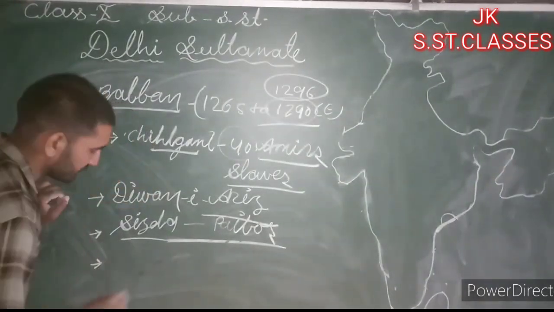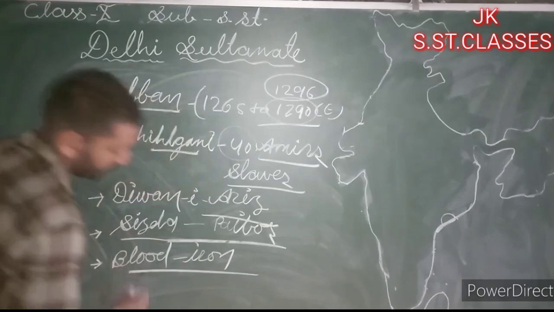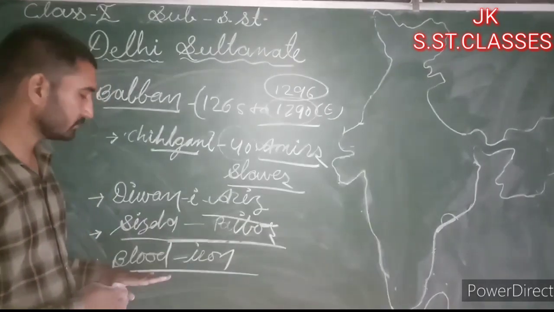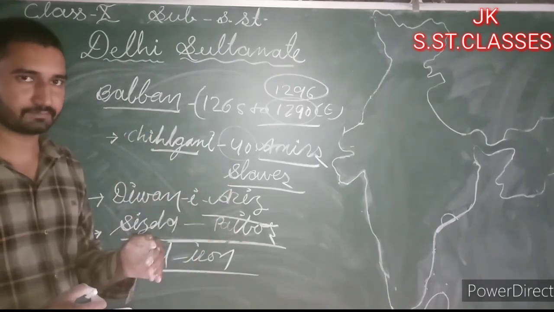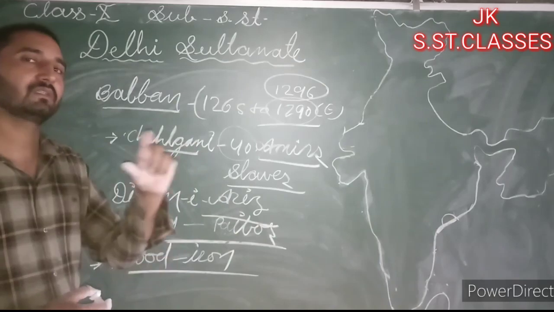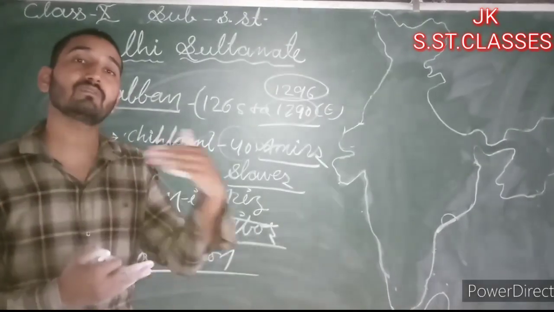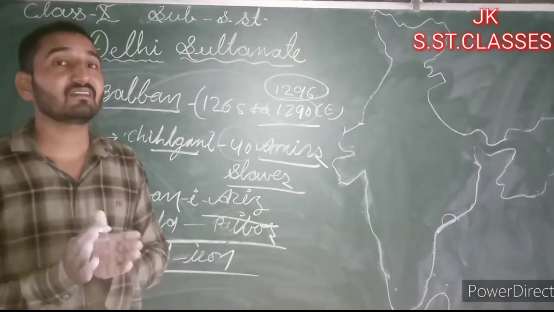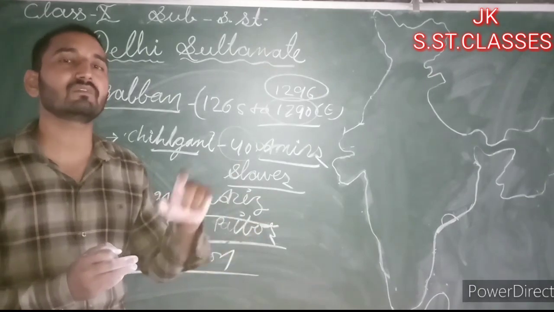The next major thing about Balban is related with his blood and iron policy. So Balban adopted the blood and iron policy. Under this policy, he killed the men and enslaved their women and children. So blood and iron policy means the policy of killing men and enslaving the women and children. Against his rebels, means the persons who revolted against Balban, to crush them, he adopted the policy of blood and iron. I think now it is clear in your mind what we mean by blood and iron policy.